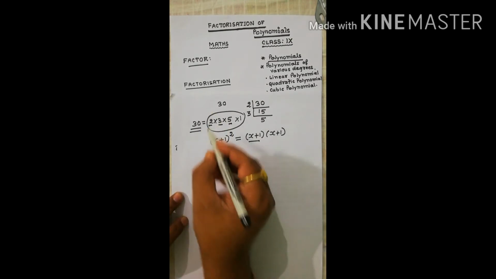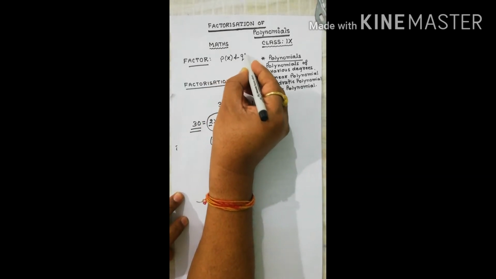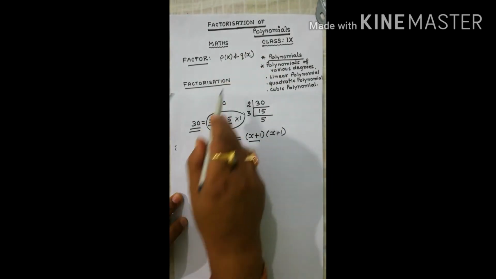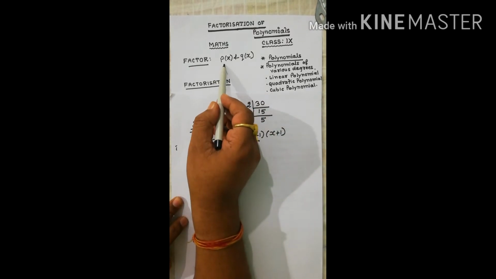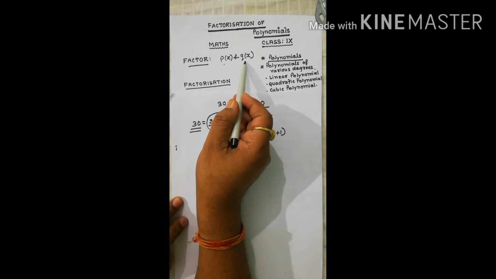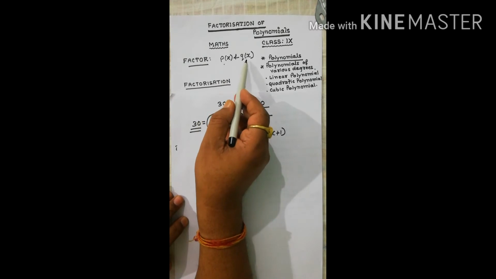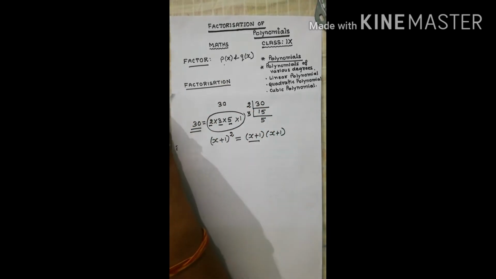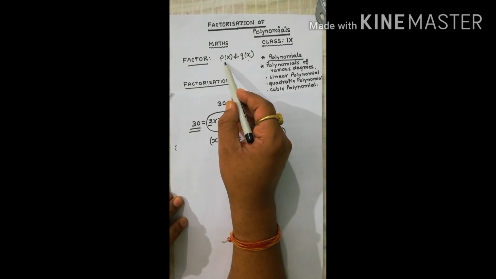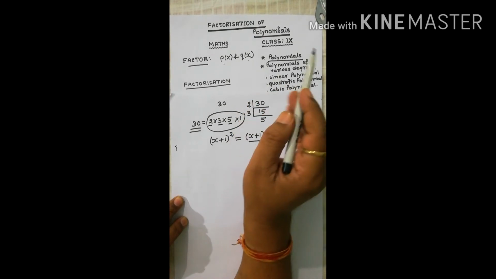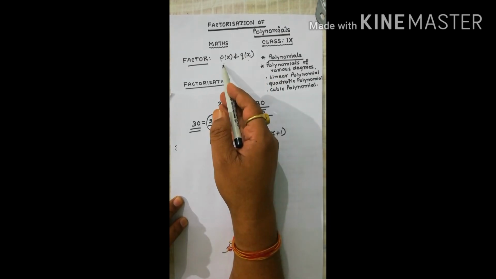So what is factor? Let p(x) and q(x) be two polynomials, and if p(x) is a factor of q(x), then q(x) will be exactly divisible by p(x). Similarly, if q(x) is a factor of p(x), then p(x) will be exactly divisible by q(x). So p(x) is the factor of q(x) and q(x) is a factor of p(x).